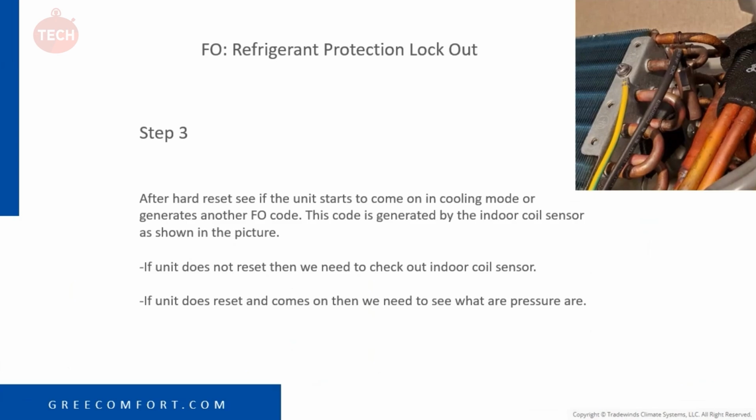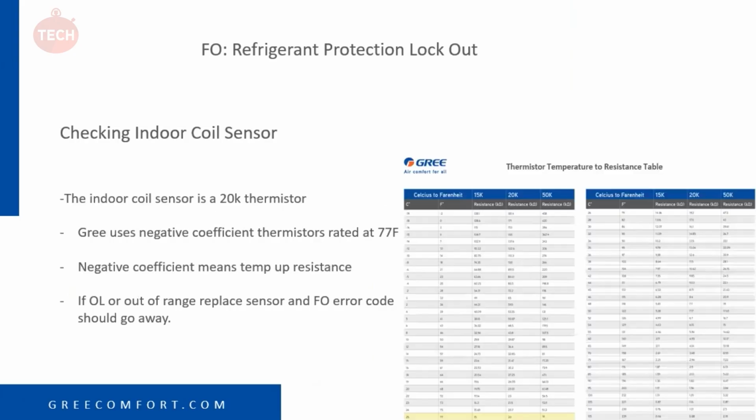If the unit does not reset, then we need to be looking at the indoor coil sensor. The indoor coil sensor would more than likely be open, and that would prevent the code from resetting. If the unit does reset and comes on, then we need to see what our pressures are and go from there. You can find our ohms chart on our website, greecomfort.com.